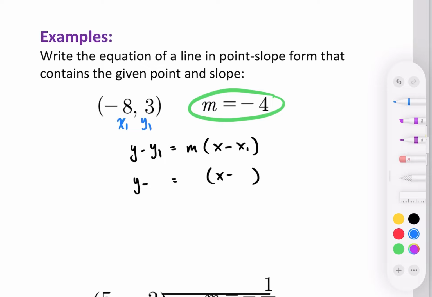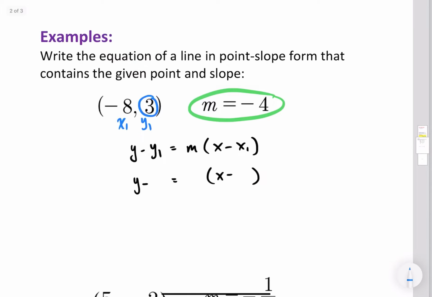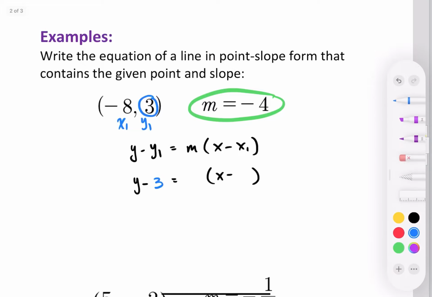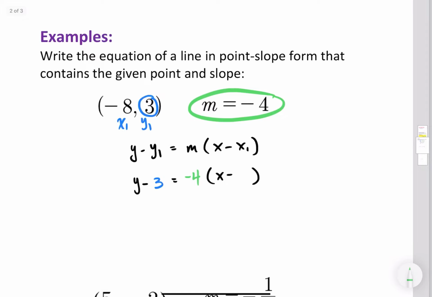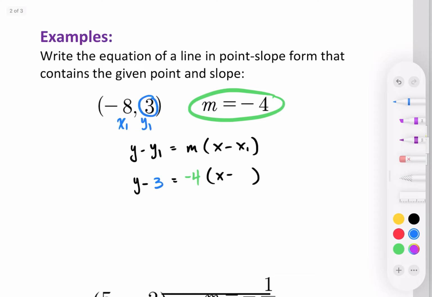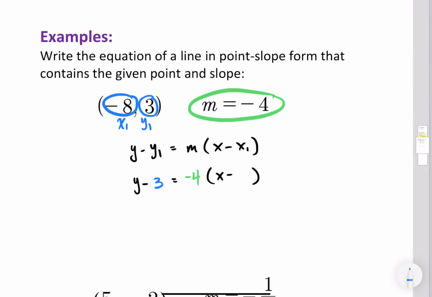So it says y minus y1. Well, y1 is 3. Is equal to m. Well, what is m? M is -4. And then we have our x minus x1. Well, x1 is -8, so minus a negative changes it to a plus. So here is our point-slope form. That's it. That's all you got to do.